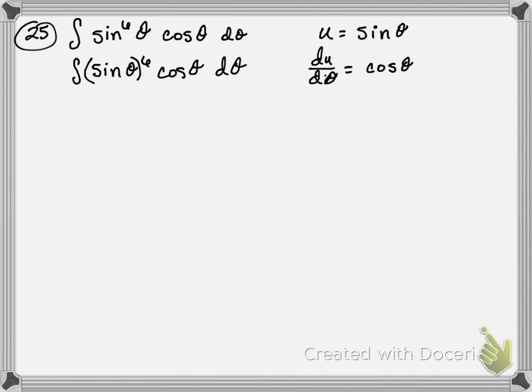So now when I flip this thing around, I get d theta is 1 over cosine du.